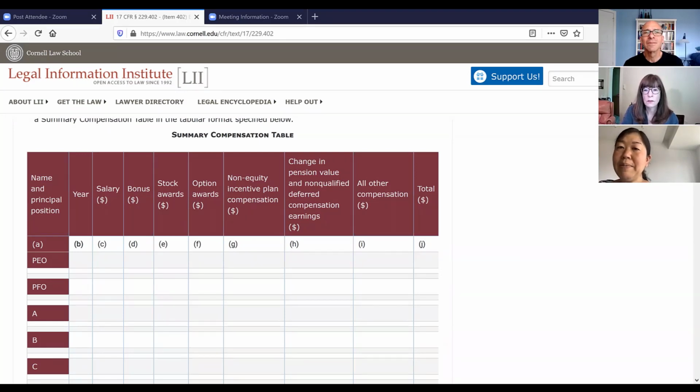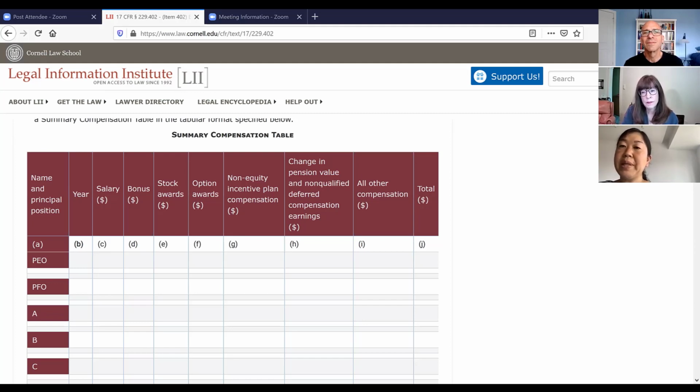Similar to salary, there are rules about if a person defers a portion of their bonus or their non-equity incentive plan compensation, or if a person receives equity in lieu of those amounts, it follows the salary rules. You still report the full amount here, but you might have a footnote disclosure that tells you that, in fact, the person received stock awards in lieu, so they received their bonus or their incentive compensation in a different form.